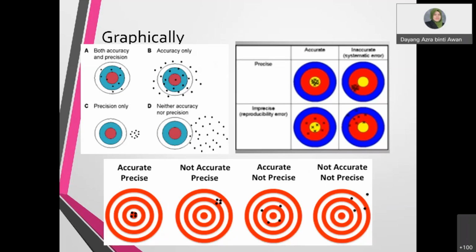So precision and accuracy can be illustrated with this figure, the arrow target figure. You can see from this figure, A is both accurate and precise, because the arrows are scattered around the true value. B, accuracy only, is near to the true value, but it is not precise because the arrows are not the same.